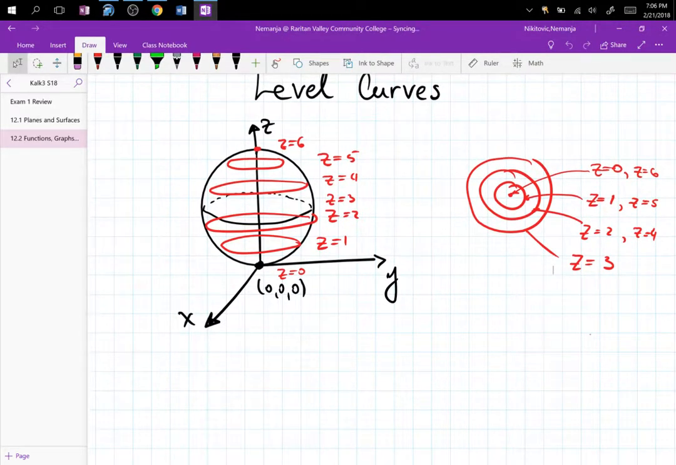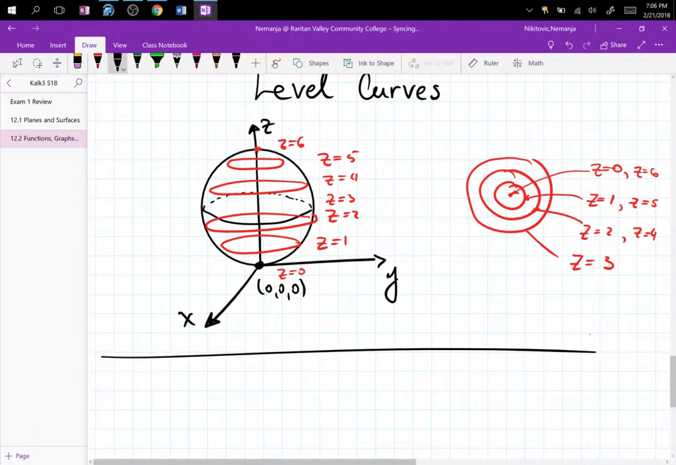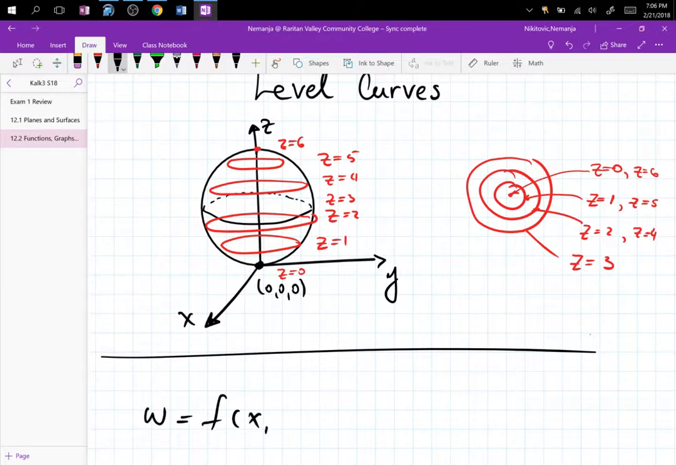So that's level curves. Really not much writing to be done. And now, just to define more than two variables, I'm just going to say, keep adding whatever number of variables you want. So if we had z as a function of x and y, then I can have w be a function of x, y, z.